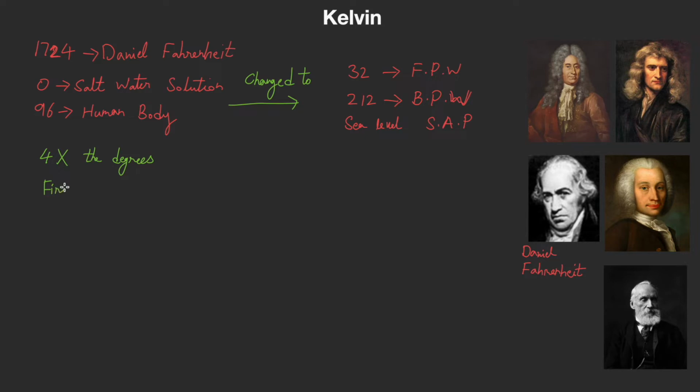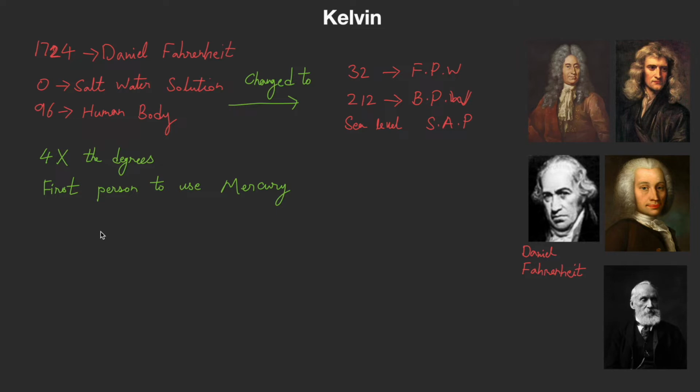Jeez. First person to use mercury. The Fahrenheit scale became successful, and it was the primary temperature scale for many things: climatic, industrial, and for medical purposes, because the temperature of a healthy human body is about 96 to 98 degrees Fahrenheit.